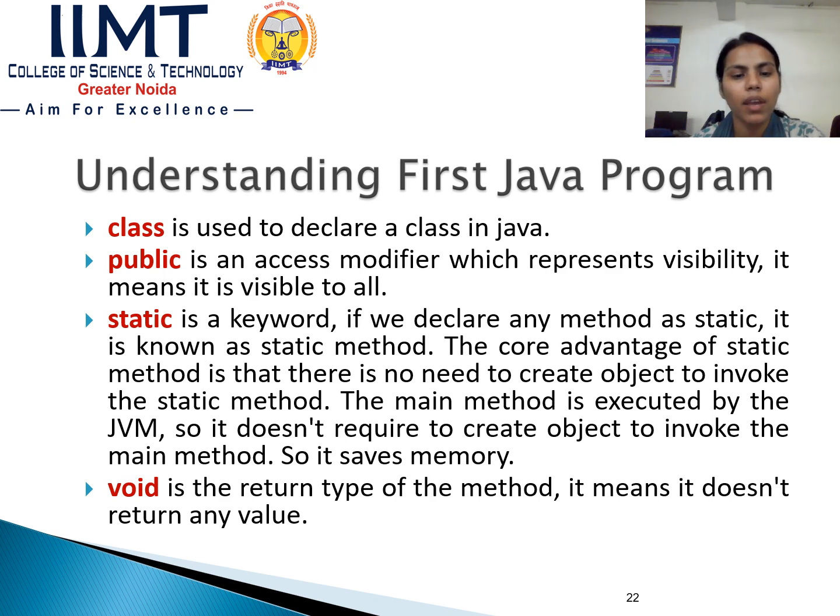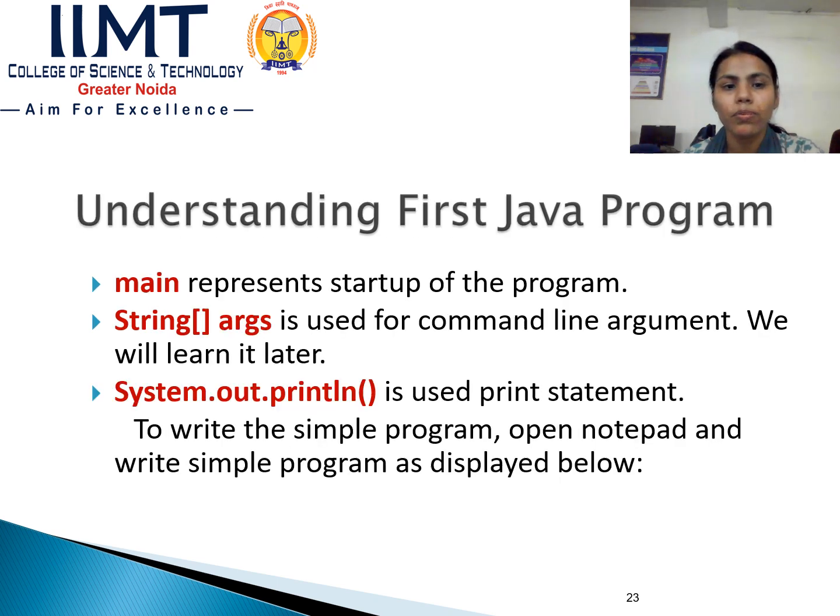So it saves memory. Void is the return type of the method. It means it returns no value. Main represents the startup of the program. String[] args is used for command line arguments. We will learn it later. System.out.println is used to print statements.